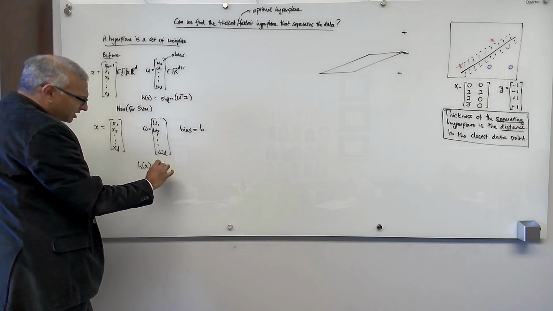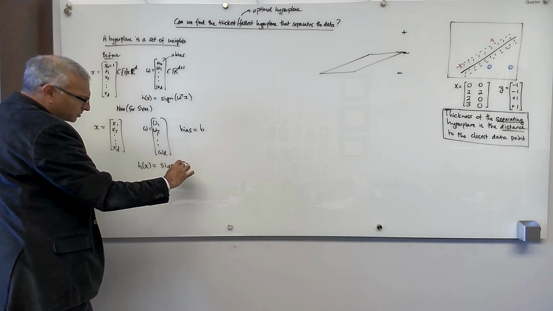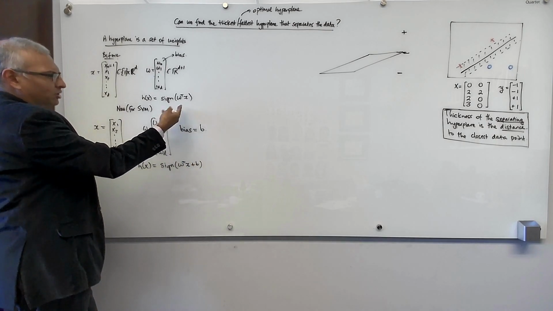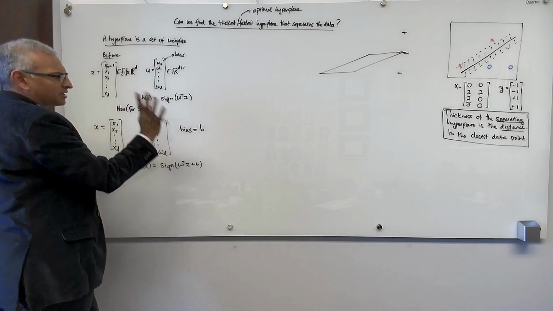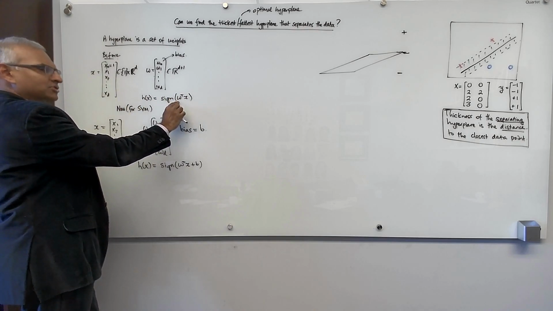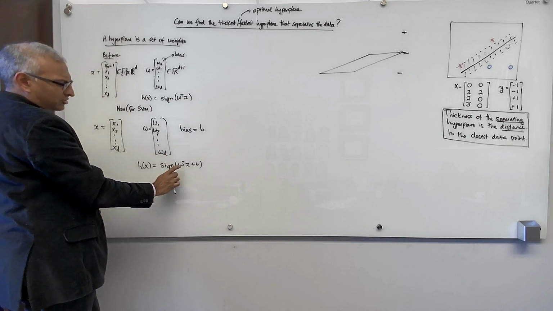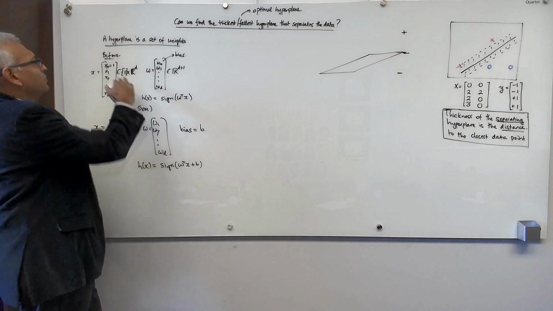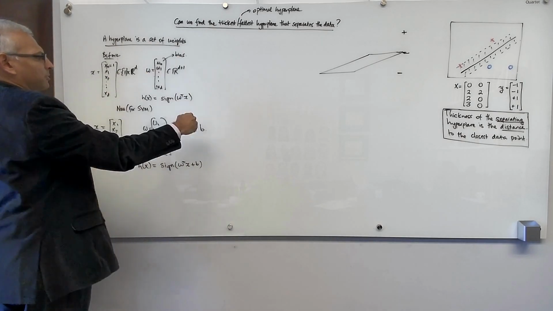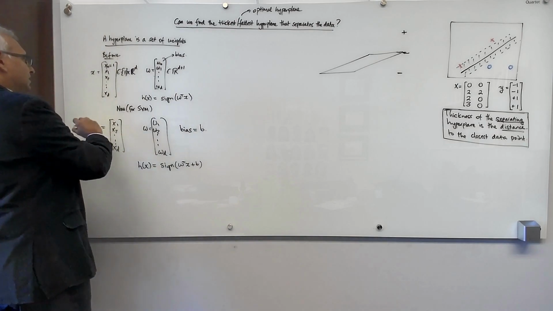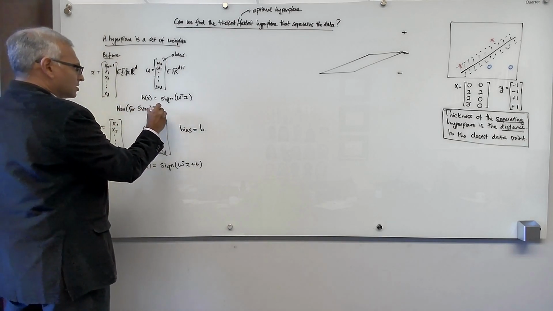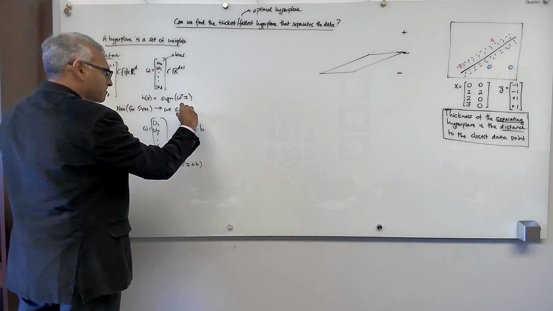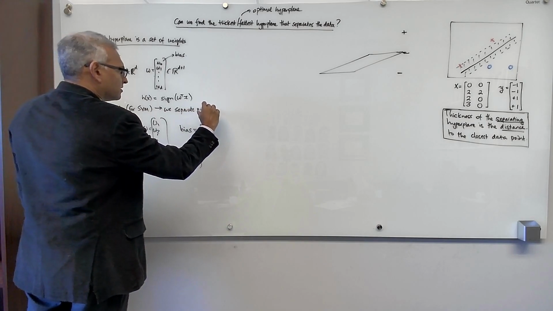h of x is equal to the sign of w transpose x plus b. Even though I'm using the same notation, w and x, before this was augmented, this was d plus 1 weights. Now this is not augmented, so this is d weights, and we pulled out the bias. So we call this separating the bias. For support vector machines, we separate out the bias.